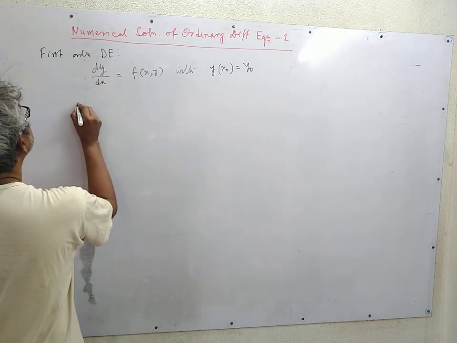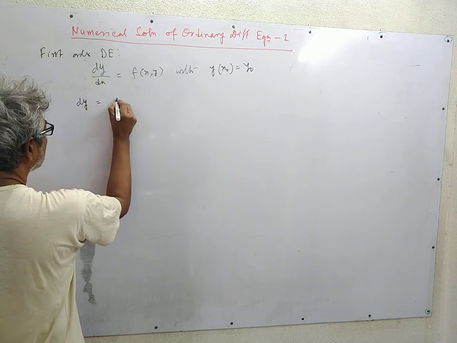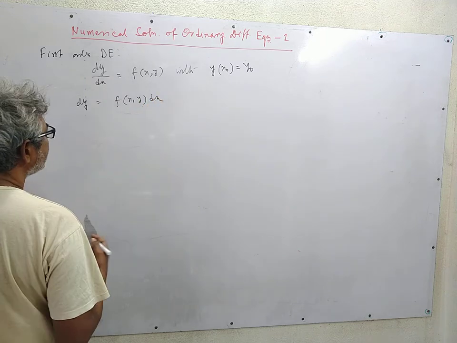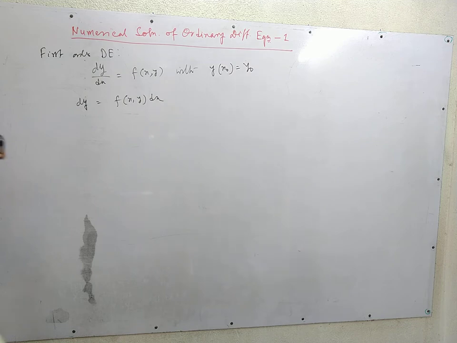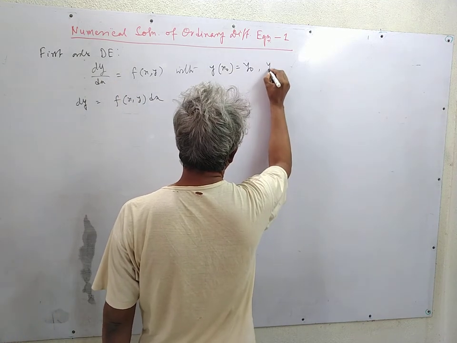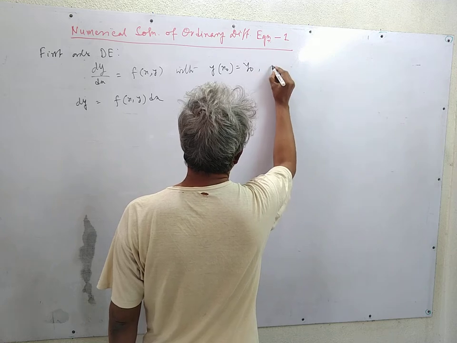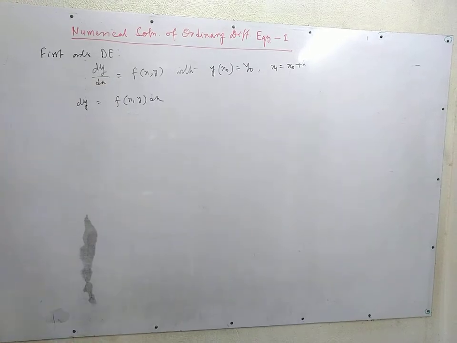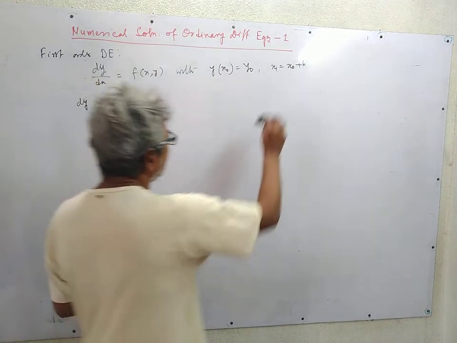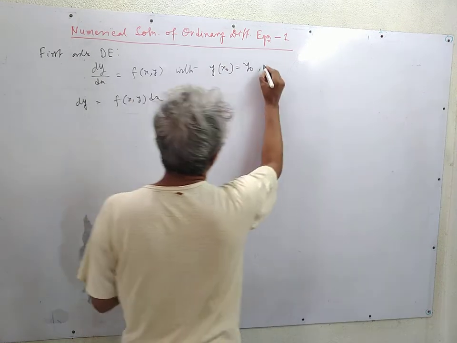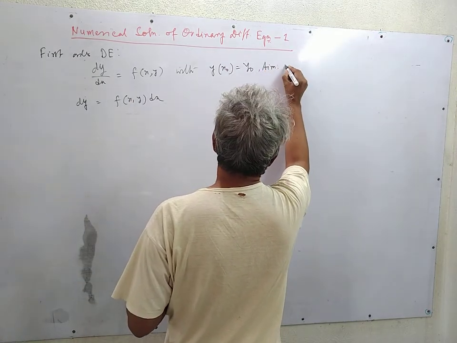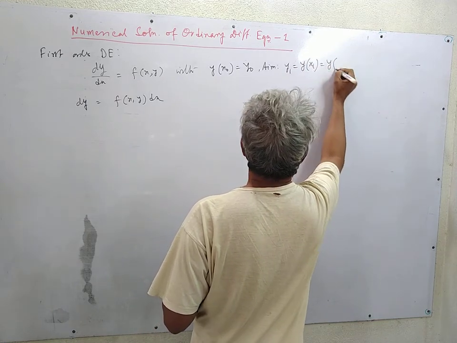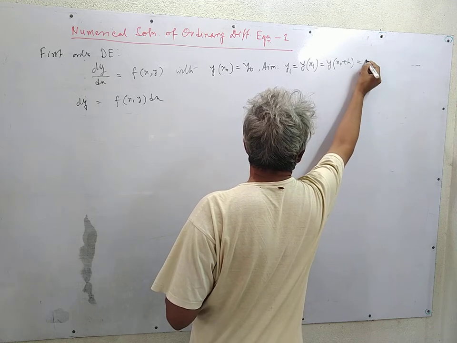We rewrite this equation as dy equals f of x,y dx and integrate it between two consecutive values of x. Say x1 is equal to x0 plus h. Our primary objective is to find the value y1, that is y at x0 plus h. This is our aim to find.